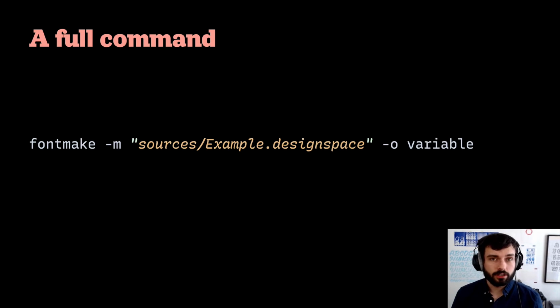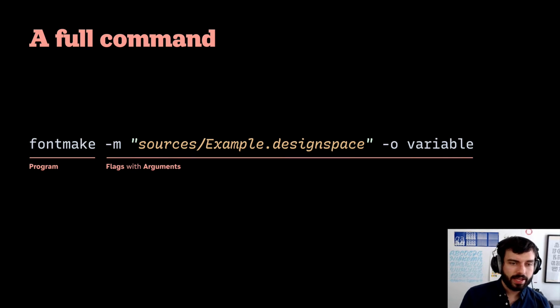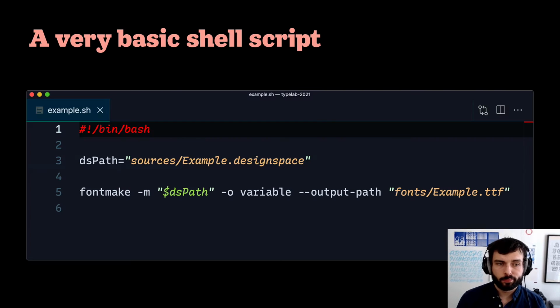So let's look at a full command. We've again got the program and then flags, this time with arguments. So -m in fontmake says, I'm going to feed you the path of a design space. M is for multiple masters, I think. And then -o specifies the output. In this case, it would be a variable font.